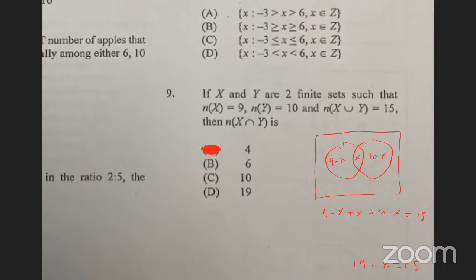Okay, so you got to remember that, right? When you add up x only and y only, and the intersection, when you add up here, here, and here, it always equals the universal set.